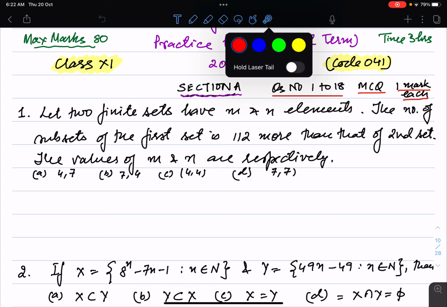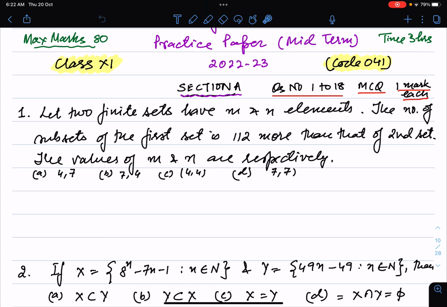Question 1 reads like this: let two finite sets have m and n elements. The number of subsets of the first set is 112 more than that of the second set. The values of m and n are respectively. We have to find the values of m and n. So how will we do it?